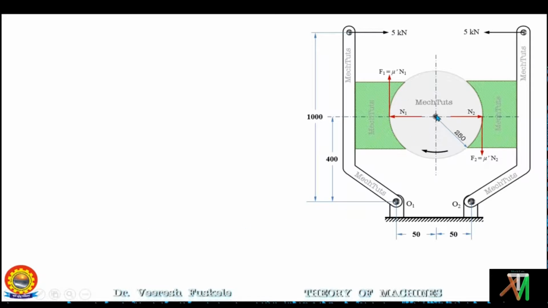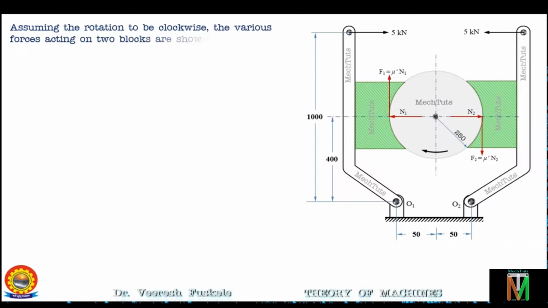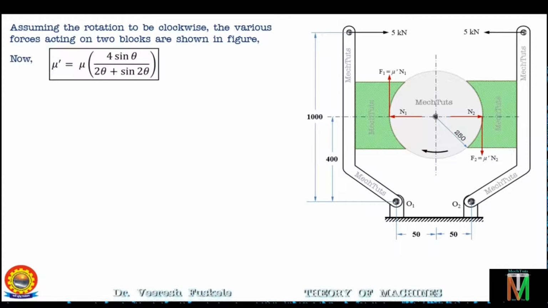Now as the angle 2 theta is more than 60 degrees, we have to calculate the equivalent friction coefficient. So let's do that. We have assumed that the rotation is clockwise and we have shown the various forces, and now we know that mu dash is given by mu dash is equal to mu times 4 sine theta divided by 2 theta plus sine 2 theta. So putting the values of mu and theta in this, mu is 0.3 into 4 into sine theta, which will be 45 degree, as 2 theta is 90 degree, and 2 theta here will be kept in radian form, that is pi by 2. So this will compute to 0.33. So mu dash we have found out as 0.33.